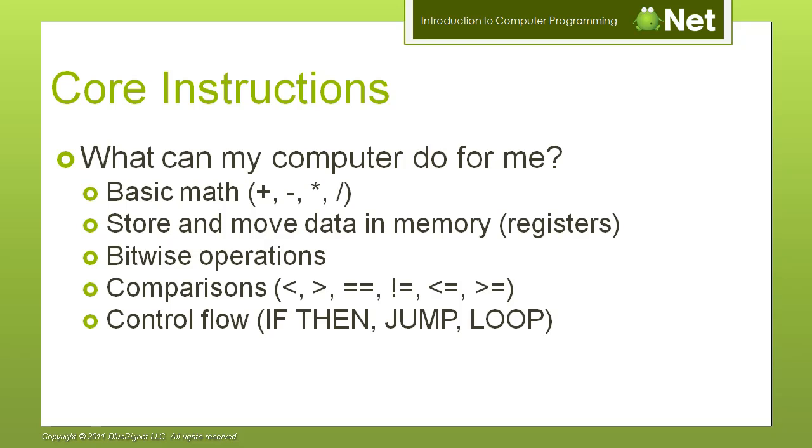So if this happens, then do this. Or once you get to this point in the program, jump over to another point in the program. Or execute this code while this condition is true, which is the concept of a loop. So these are the basic things a computer can do.